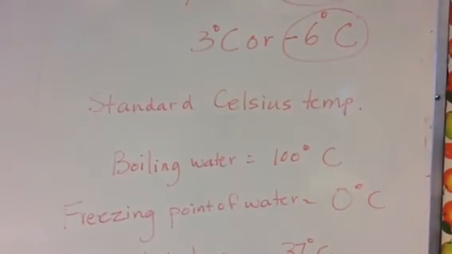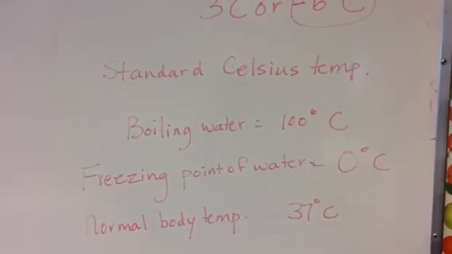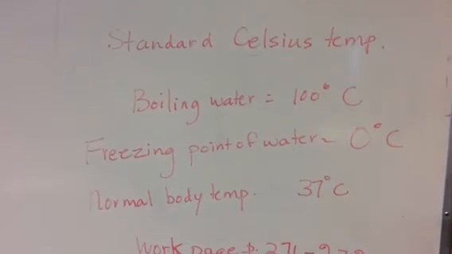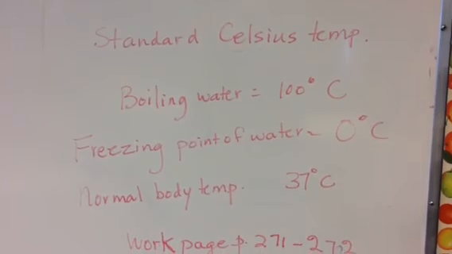Standard Celsius temperatures: boiling water is 100 degrees Celsius. The freezing point of water is 0 degrees Celsius. Normal body temperature is 37 degrees Celsius. So those are the Celsius boiling point, freezing point, and normal body temperature.